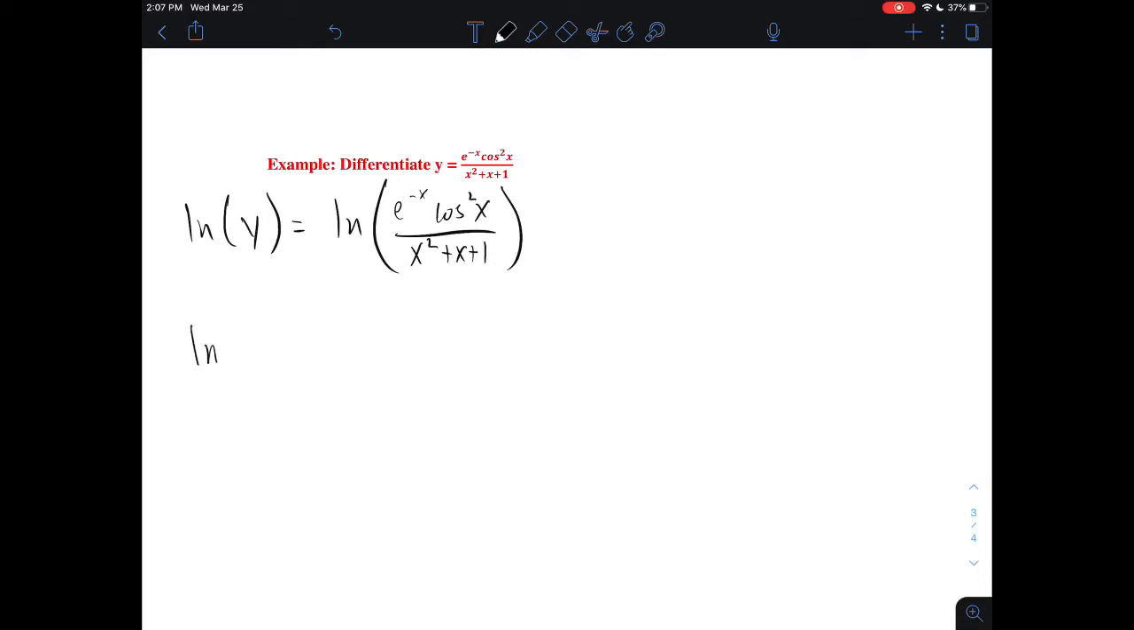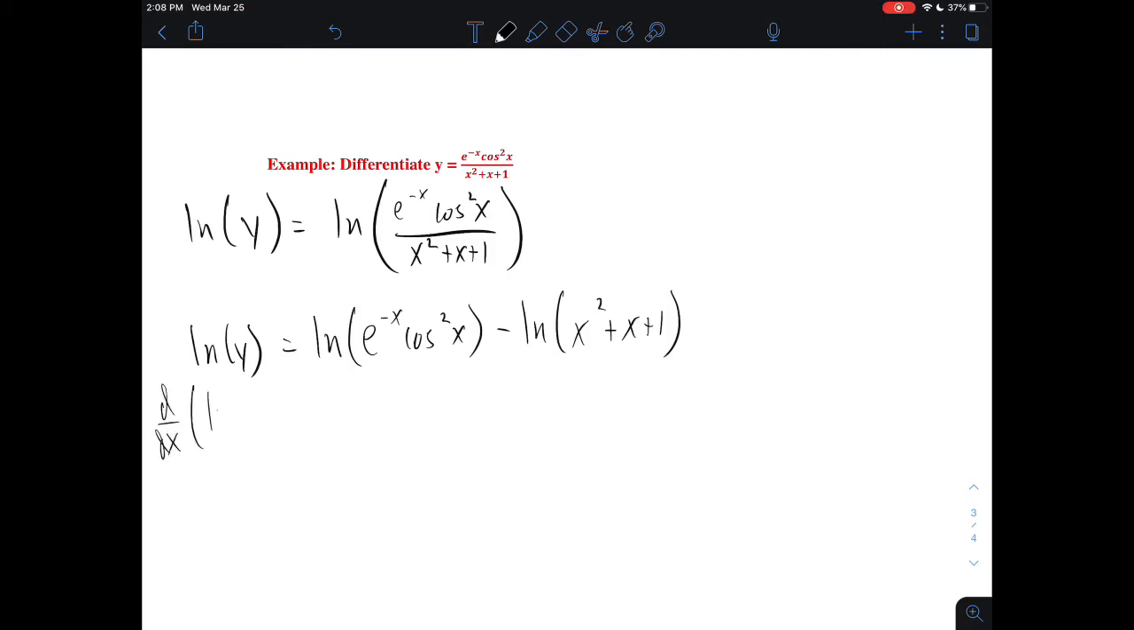And then the right-hand side, again by properties of logarithms, if I have a quotient inside, that turns into a difference of logarithms. So it's the logarithm of the numerator minus the logarithm of the denominator. And then now we take the derivative with respect to x. So the derivative with respect to x of the natural log of y. And then I'm just going to write the derivative with respect to x of the entire right-hand side.